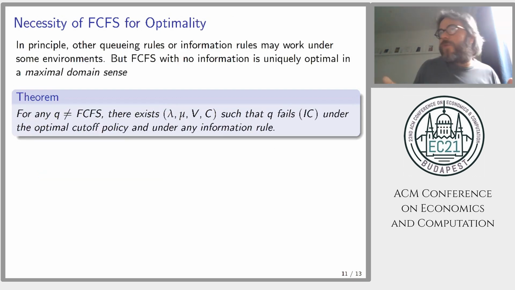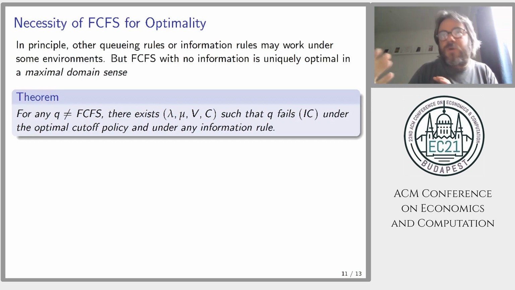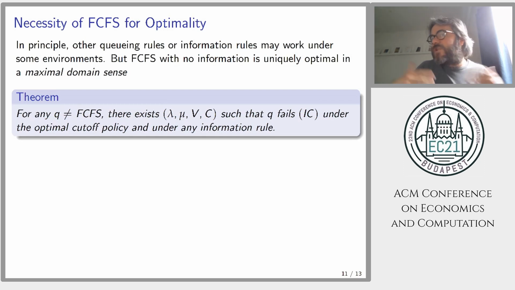So this shows that first come, first served is actually optimal, with a fairly simple policy: the entry rule and exit rule are simple, and also a simple information policy. You can imagine other rules in some specific contexts being optimal, but what we show is that first come, first served is uniquely optimal in a maximal domain sense, in the sense that if you take any other queuing rule, then you can cook up a regular environment, actually an M/M/1 environment, in which this rule fails to implement the optimal policy under any possible information rule.